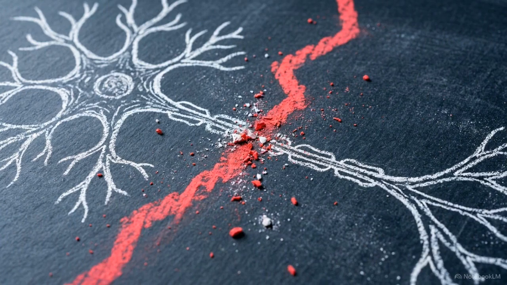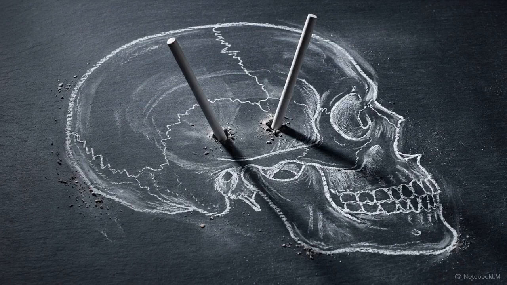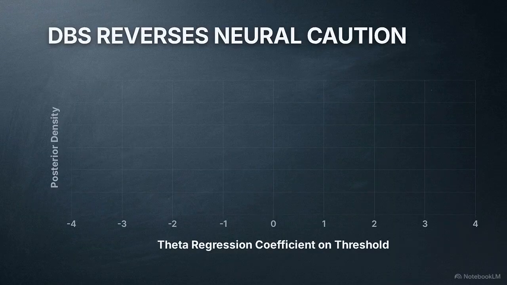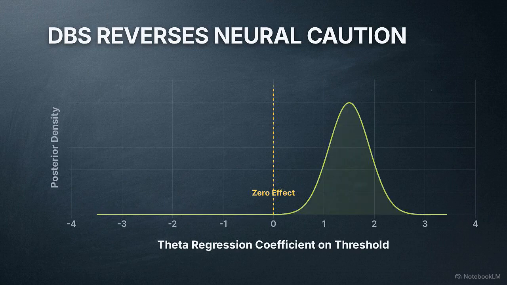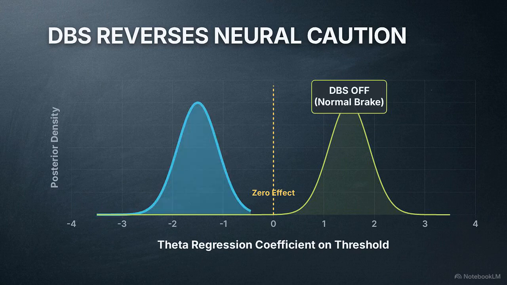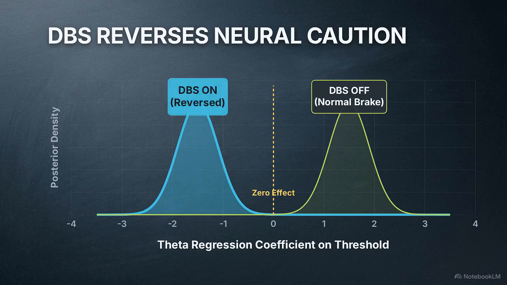We can test what happens to these parameters when the brain's neural network is physically disrupted. Researchers also administered this experiment to Parkinson's patients undergoing deep brain stimulation of the subthalamic nucleus. This graph plots posterior density distributions of theta regression coefficients on the decision threshold. The green curve, patients with stimulation off, shows a positive correlation, meaning the neural brake functions normally. The blue curve, stimulation on, shows a complete reversal, as stimulation disrupted caution adjustment.